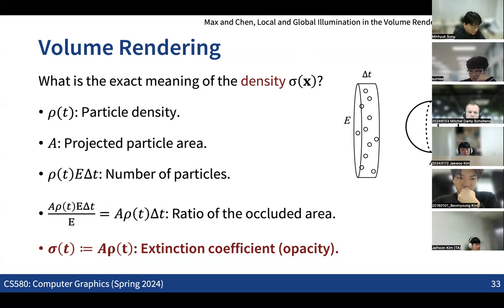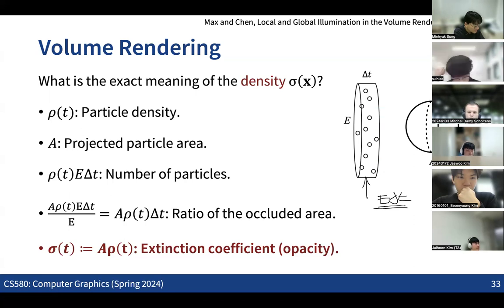And with some kind of infinitesimal width of the section of the cylinder, with basically the delta t here. And here, this E denotes the area of the section of the cylinder. So we have this E, the area of the section, and also the infinitesimal amount of time, which is the delta t. And then the volume of this slice of the ray is now E times the delta t, right?